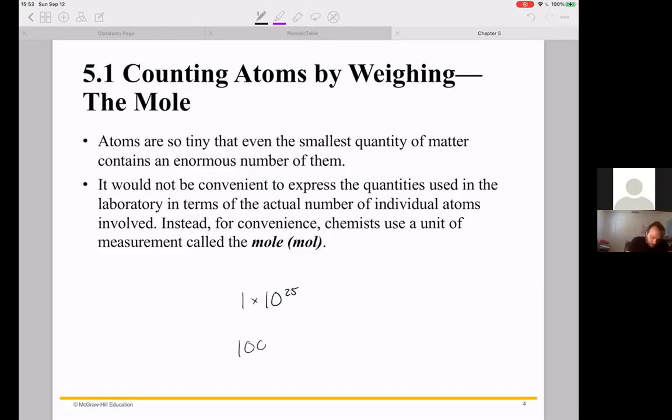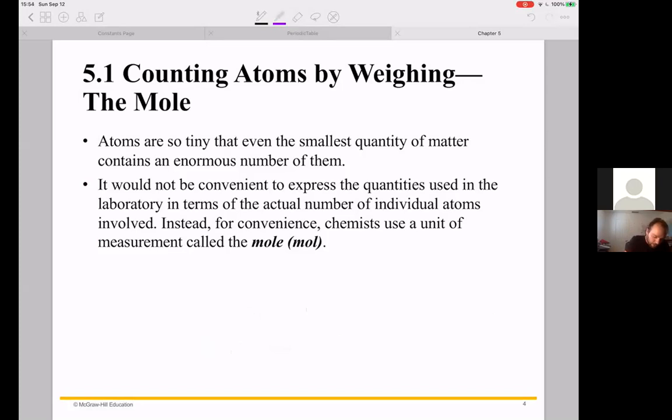1 with 25 zeros after it, right? That's the number that I'm representing there. That's obviously a humongous number. So it's not really convenient to talk about the number of atoms in terms of just the actual count of atoms. Instead, chemists use a different measurement, which is called a mole.